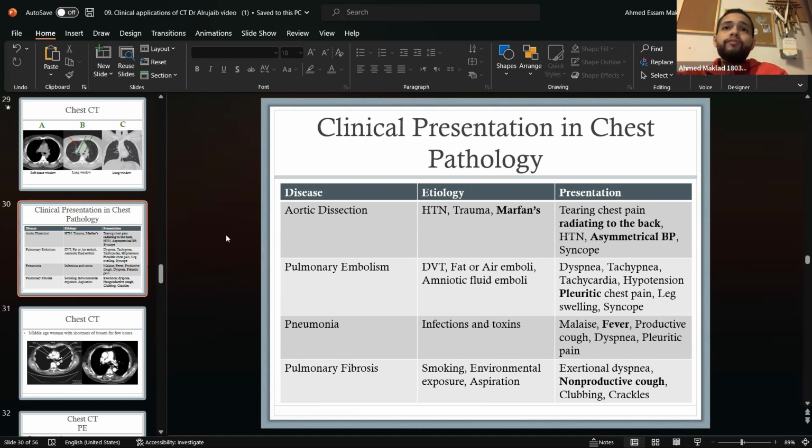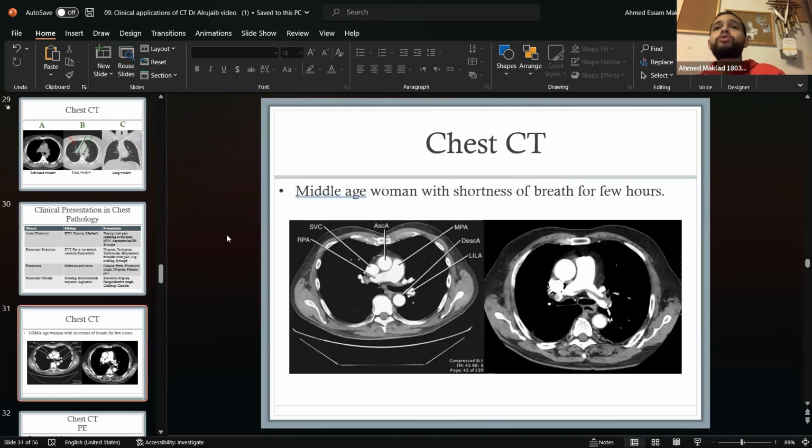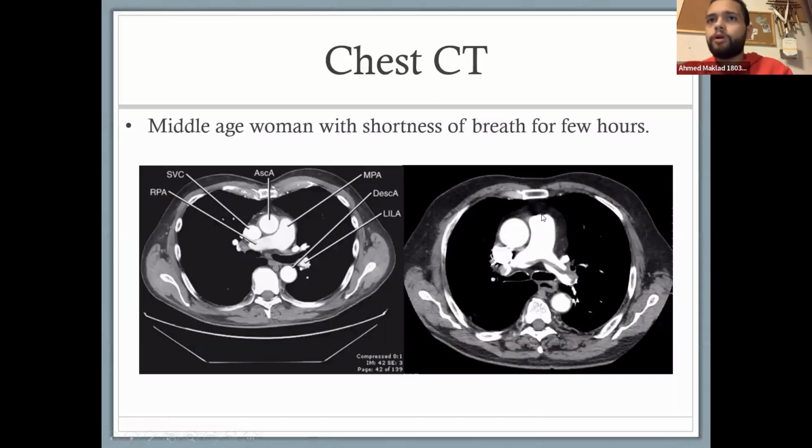All right. Moving on, middle-aged woman with shortness of breath for a few hours. What do you guys think is going on here? Pulmonary what? Embolism, yeah. If you look right here, in this pulmonary artery and this pulmonary artery, it's so clear because of the contrast, and then you have this little black thing inside the pulmonary artery, and this is a pulmonary embolism, right?